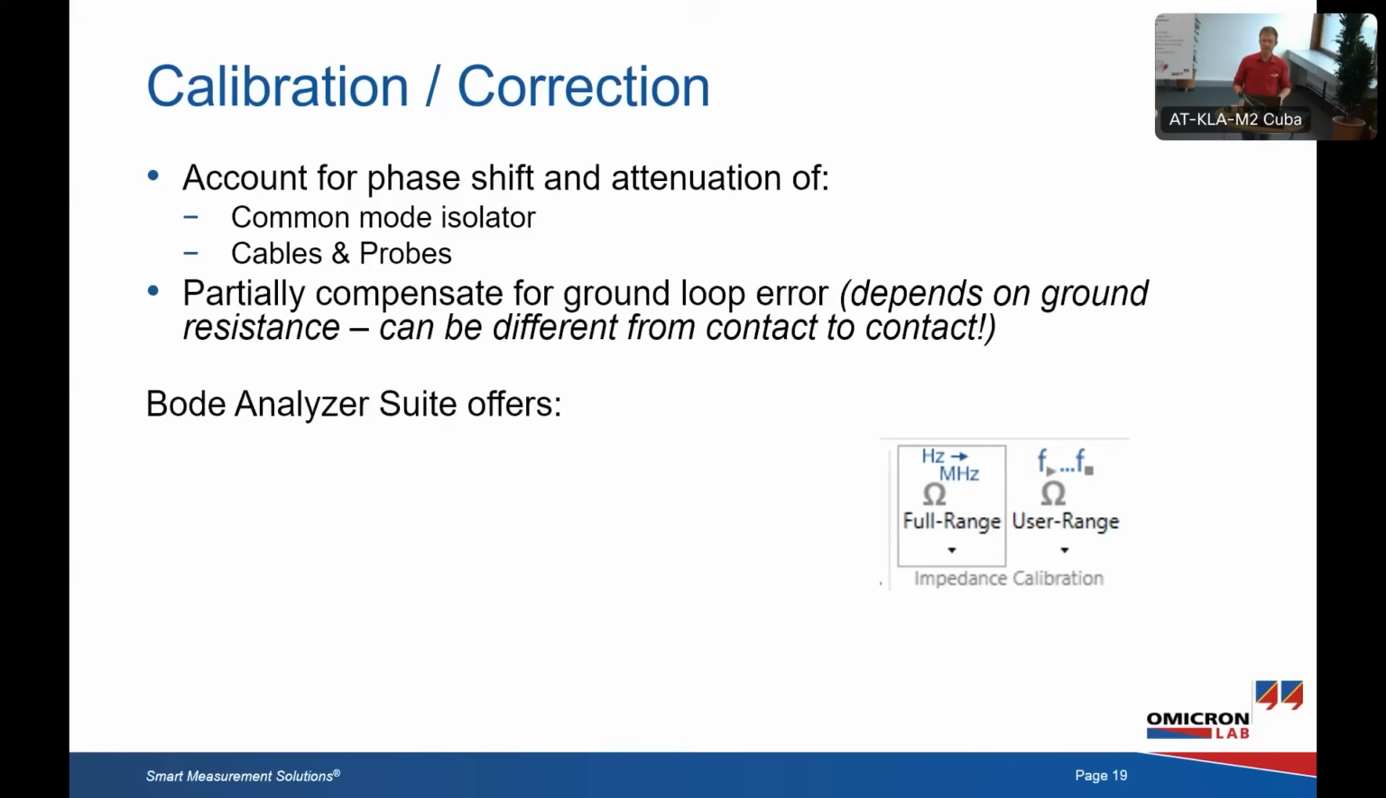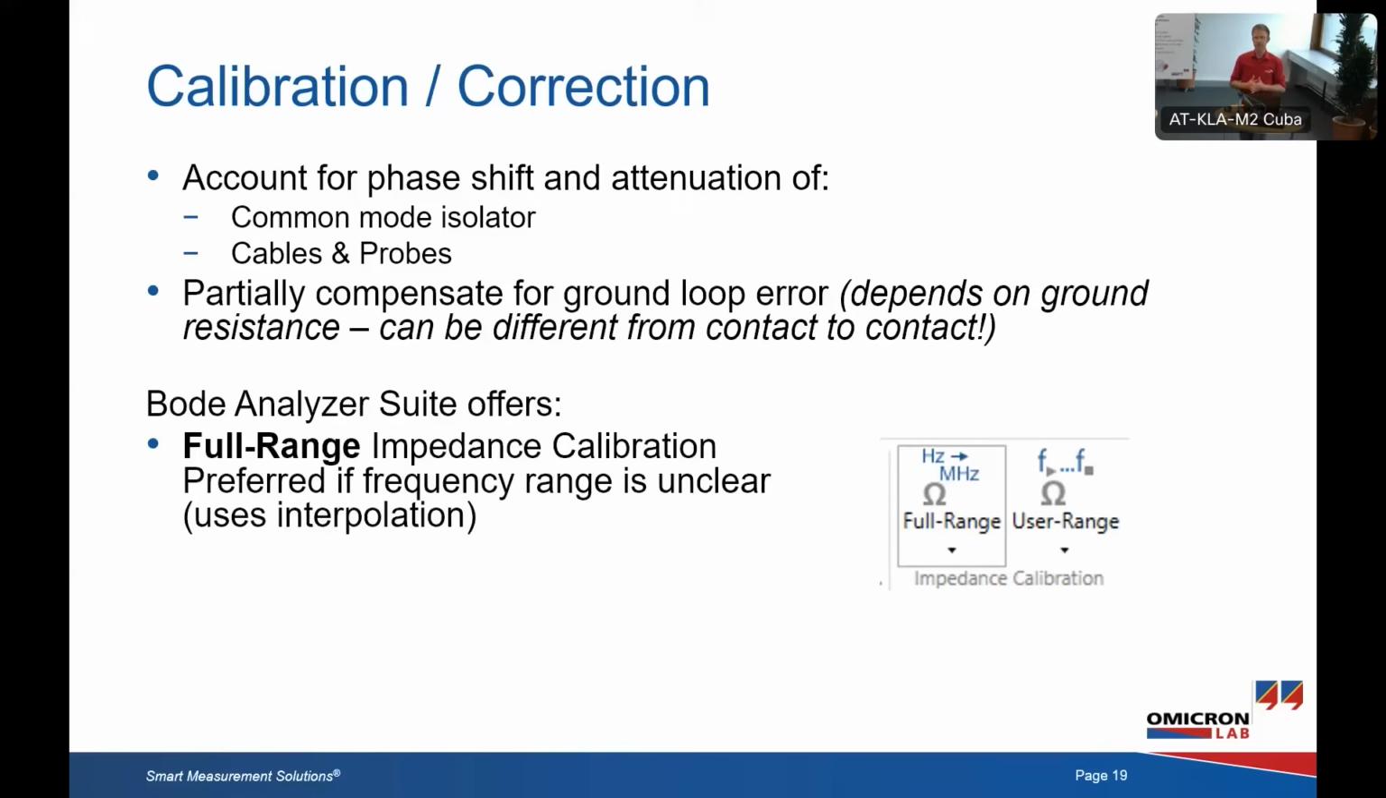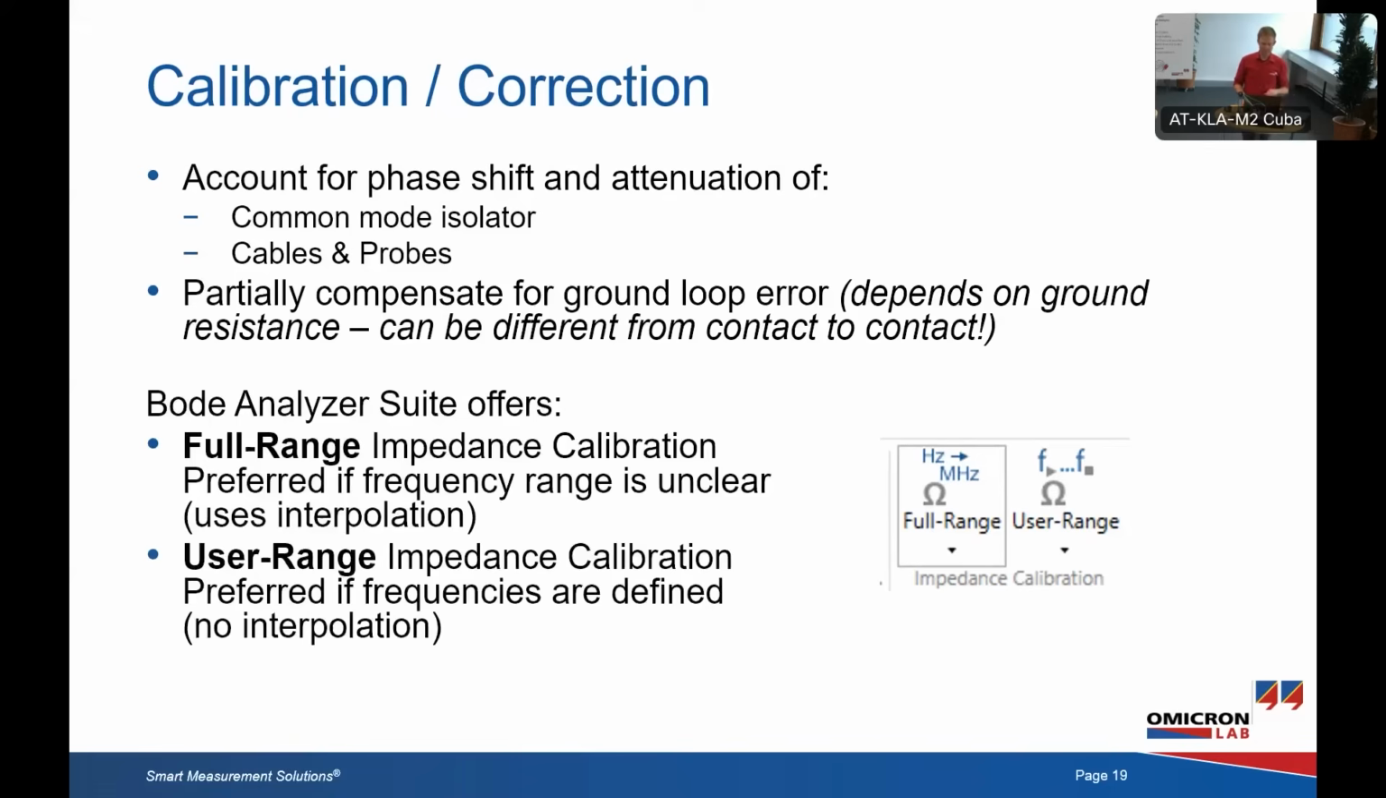In the Bode Analyzer Suite software, you have two options for calibration or correction. And for such a shunt-through measurement, there is the option of full range impedance calibration or user range impedance calibration. And we suggest that the full range calibration is preferred if the frequency range is unclear. So if you're not yet sure, will you measure from 100 Hz to 10 megahertz or from 10 Hz to 100 megahertz or whatever, then choose the full range calibration. The advantage is it goes over the full frequency range of the analyzer, so you can select where you want to look at, change the frequencies, and the calibration will still be valid.